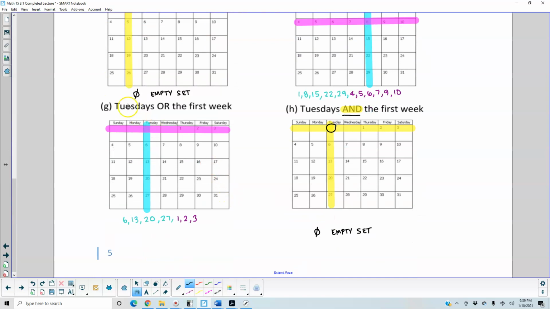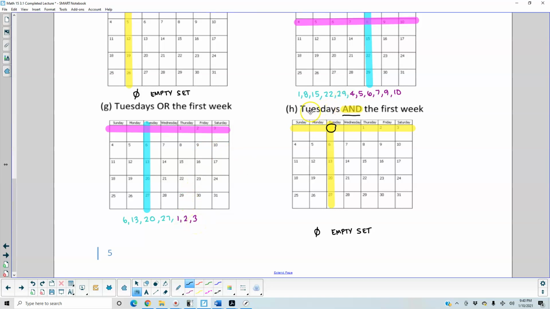Part G, Tuesdays or the first week. We're going to draw a line through Tuesdays and then draw a line through the first week. Now again, this is an or statement, so that means we have to include all of them. So for Tuesdays, we have 6, 13, 20, and 27. And then for the first week, we have 1, 2, and 3.